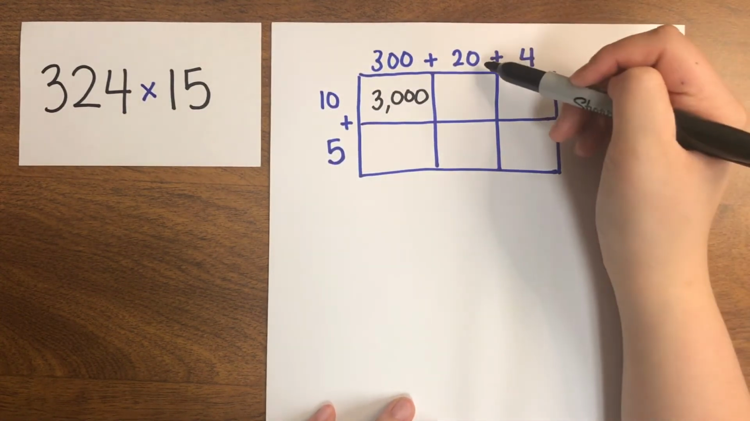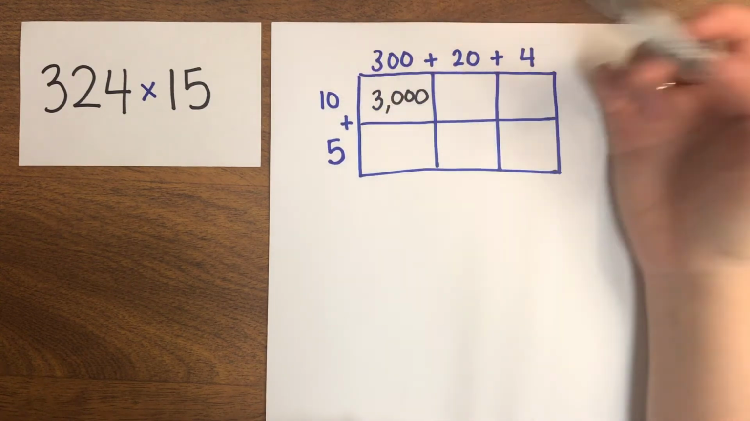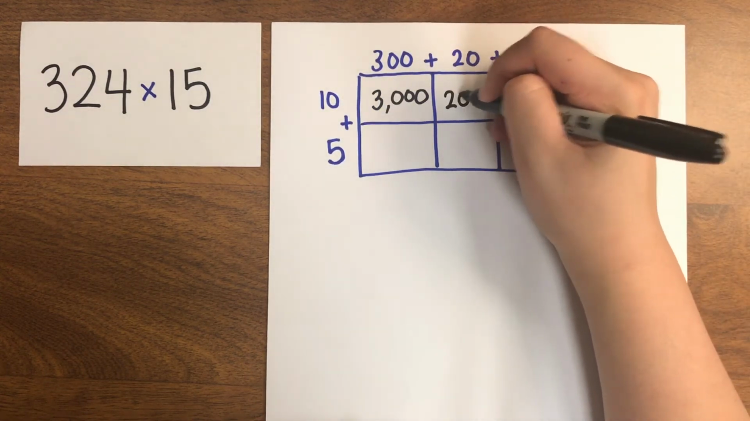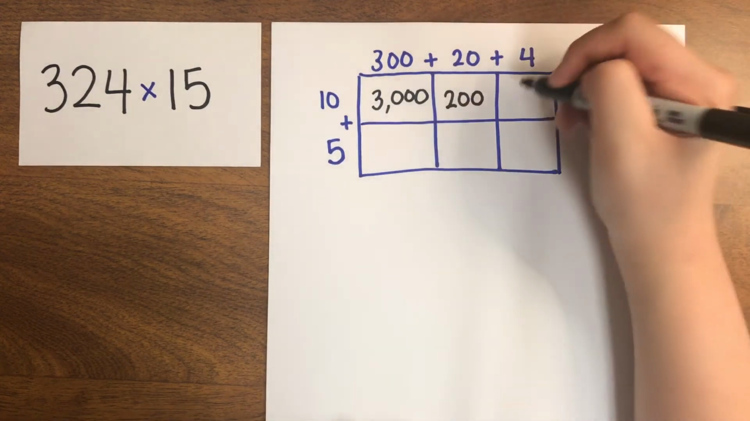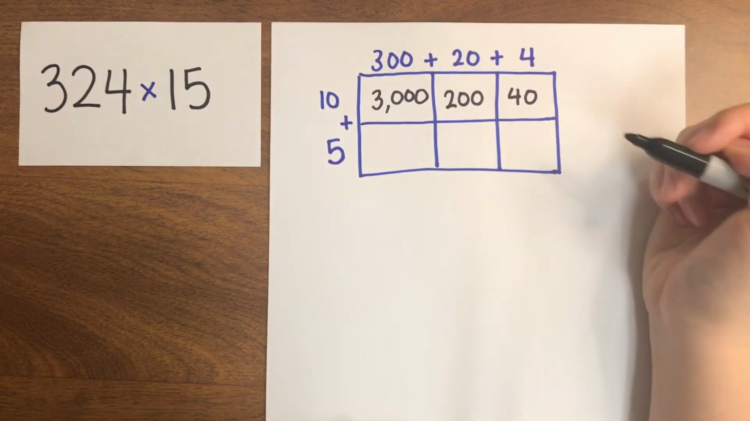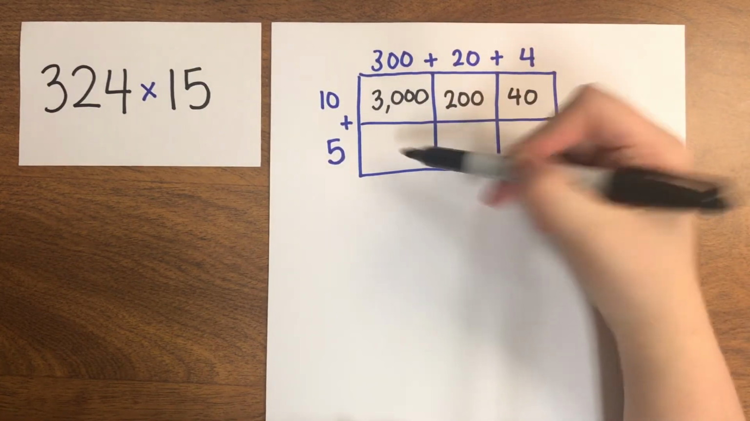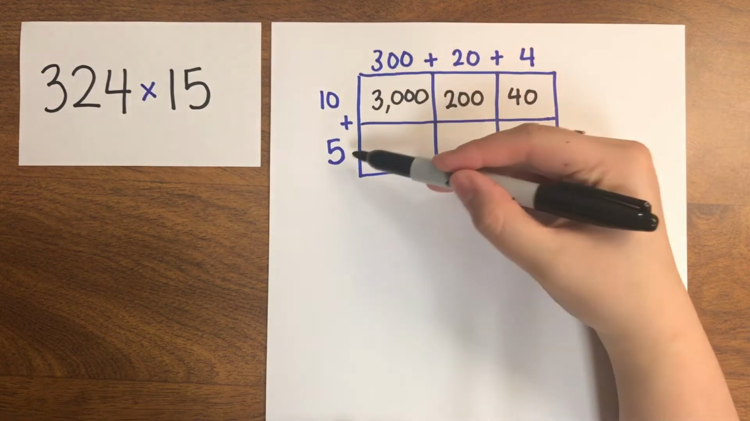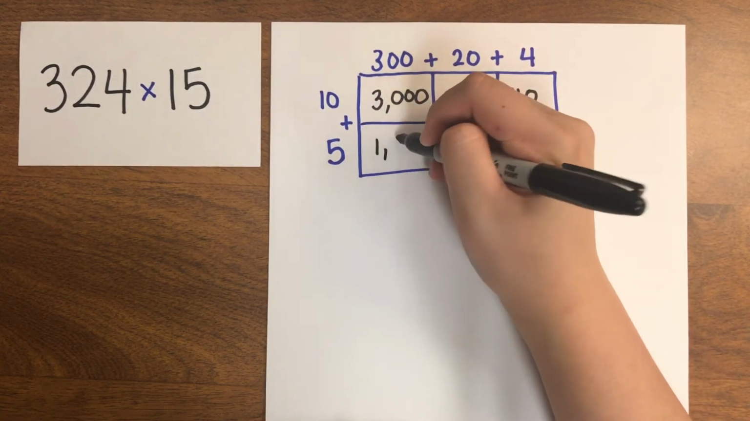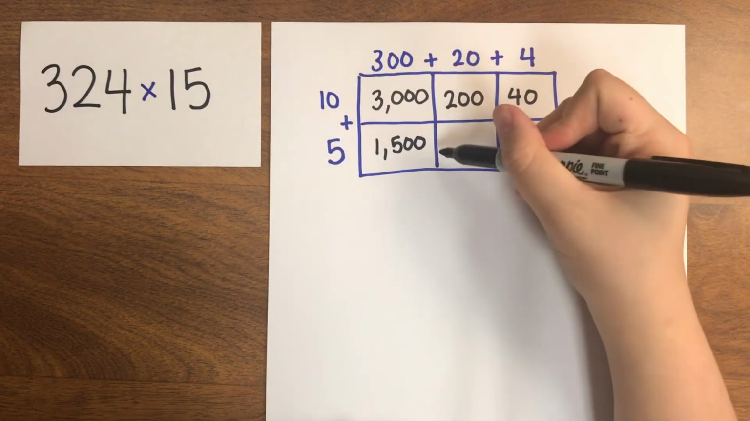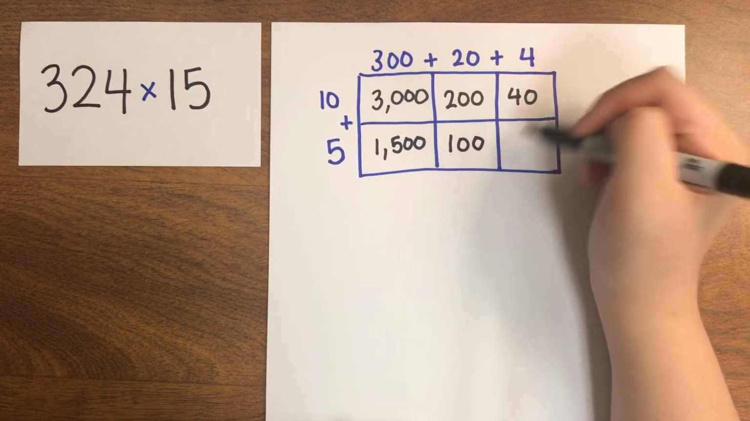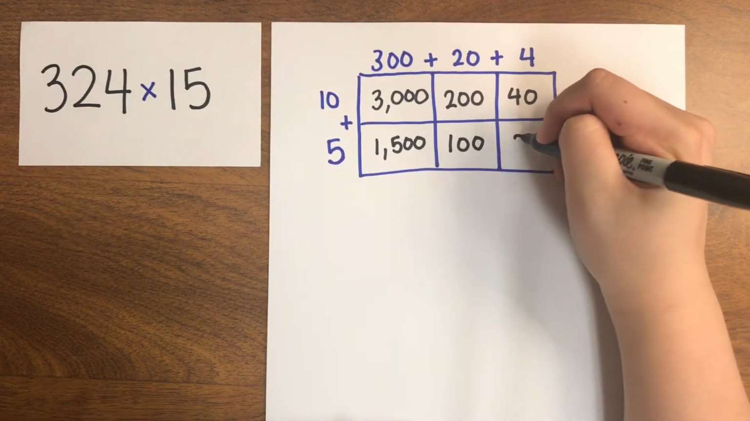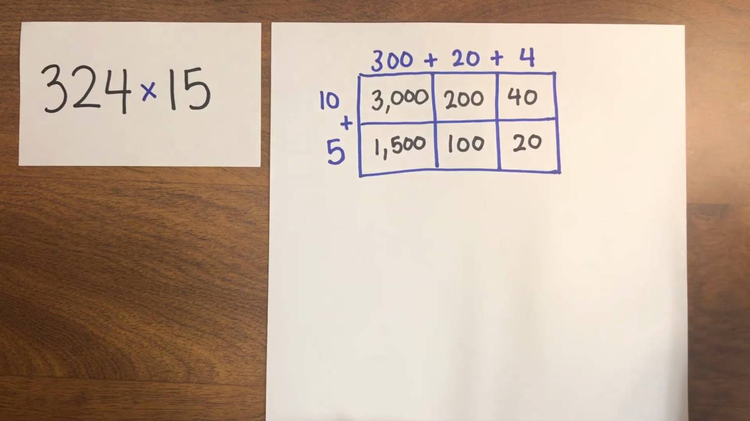Let's go to our tens place and multiply 20 by 10, which will give us an answer of 200. And then to our ones place, where we multiply 4 by 10, which will give us 40. Let's go ahead and move back to our hundreds place, but with the second row. So let's multiply 300 by 5, which will give us an answer of 1,500. Then to our tens place, 20 multiplied by 5 equals 100. And then to the ones place, 4 multiplied by 5 equals 20. And there we go. We have all of our products.